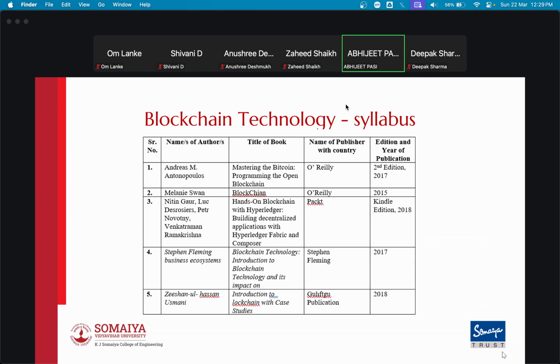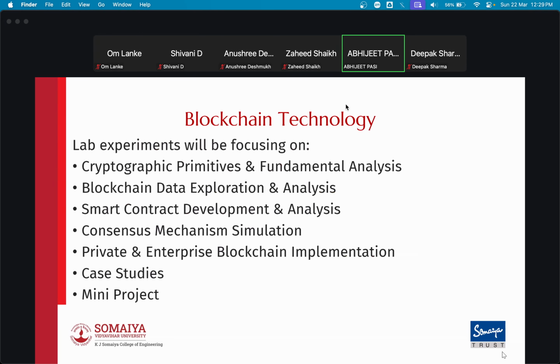We have sufficient books, that is Mastering Bitcoin, which is one thing. Then there is Hands-On Blockchain with Hyperledger, Building Decentralized Applications, which is one good book that we can always look for. Talking about the practicals, the lab experiments will span across cryptographic primitives and fundamental analysis, blockchain data exploration and analysis, smart contract development, which is a particular job role that you can look for, consensus mechanisms and simulation, followed by private and enterprise blockchain implementation.